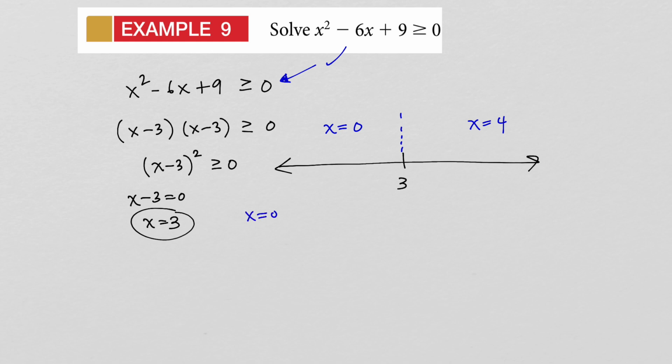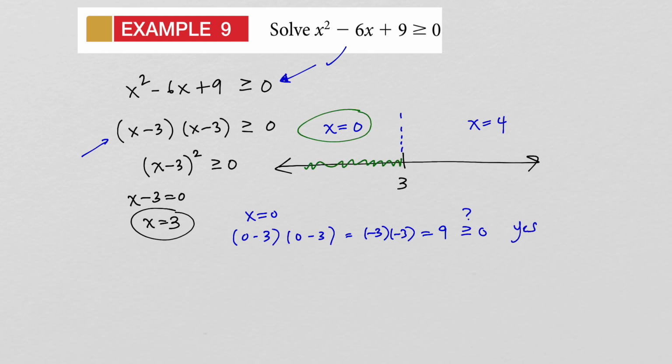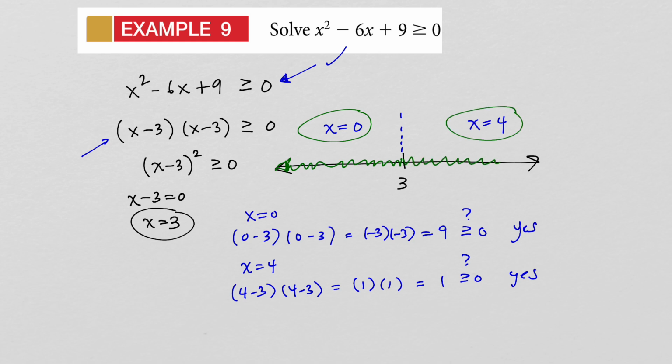So if I plug in x equals 0, and I'm going to plug it in right here, that gives us 0 minus 3 times 0 minus 3, which is negative 3 times negative 3, which is positive 9. Is this greater than or equal to 0? And the answer is yes. So these numbers here all work. What about x equals 4? Well, if I plug in 4, I get 4 minus 3 times 4 minus 3, which is 1 times 1, which of course is 1. Is that greater than or equal to 0? Yes, it is. So this number also works. So all these numbers work.